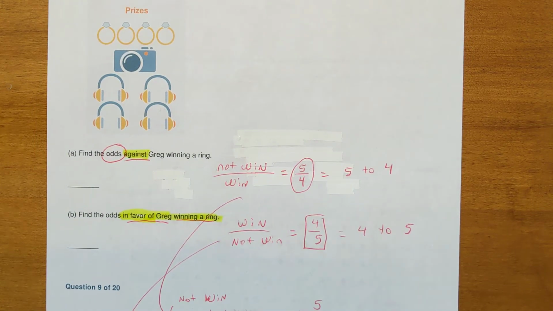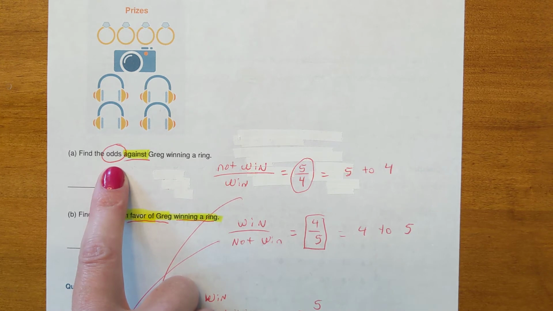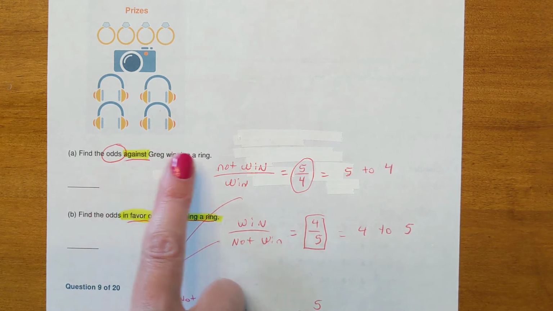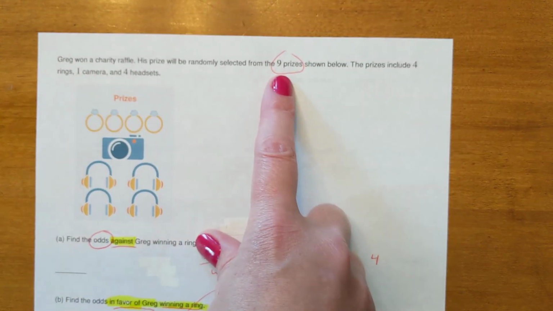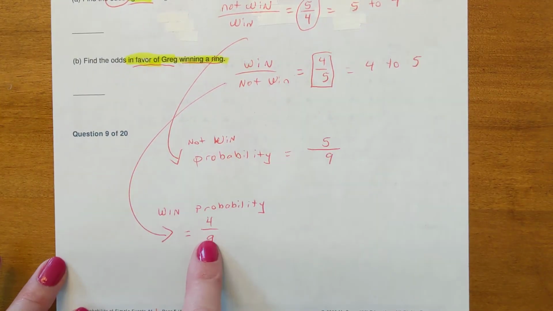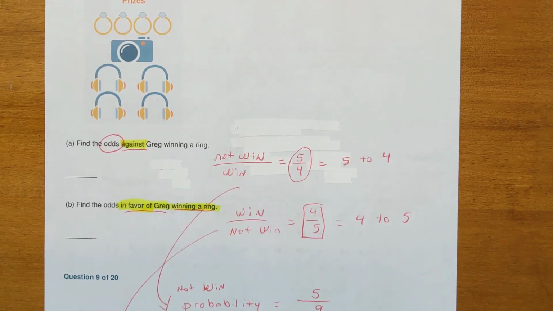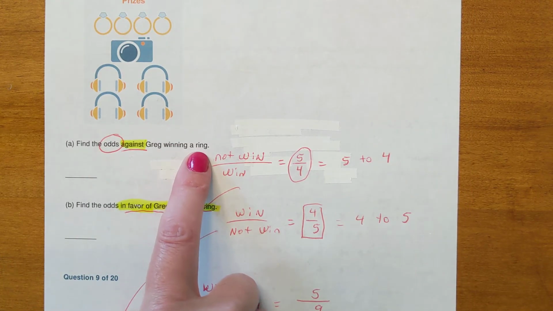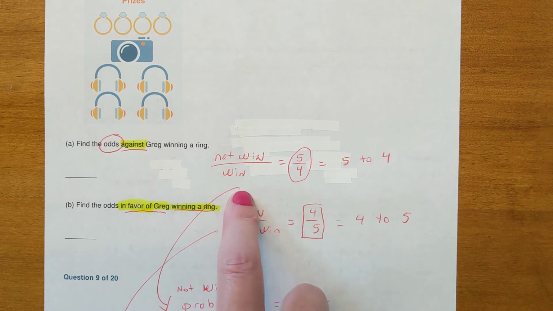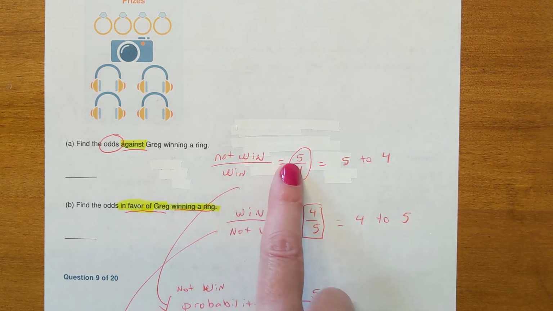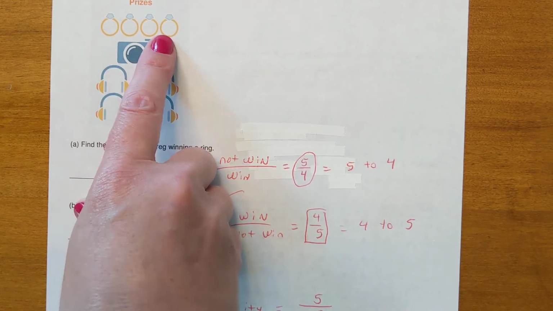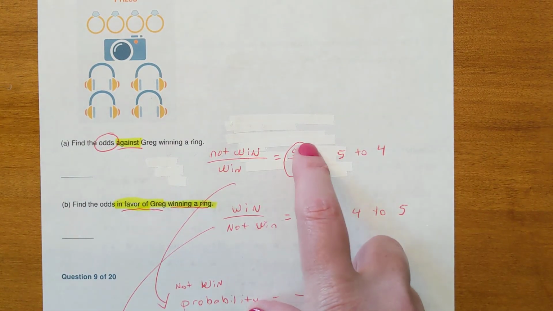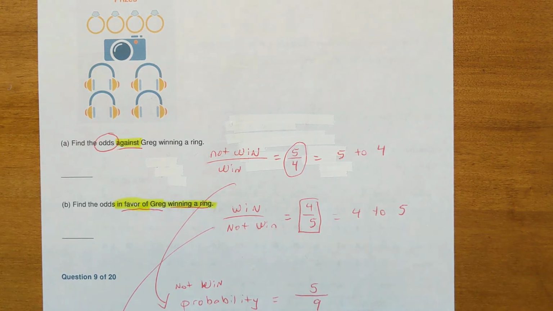Okay, so they've changed it to the word odds. So we're not finding the probability. If we were going to find the probability of winning a ring, there's 4 rings out of 9, so the probability would have been 4 out of 9. But they would like the odds against him winning a ring. So that would be not winning to winning. Not winning, there's 5 ways not to win to 4 ways to win with a ring. We want to win a ring, so there's 4 of them, and there's 5 that are not a ring. So the odds against are 5-4, or 5/4.